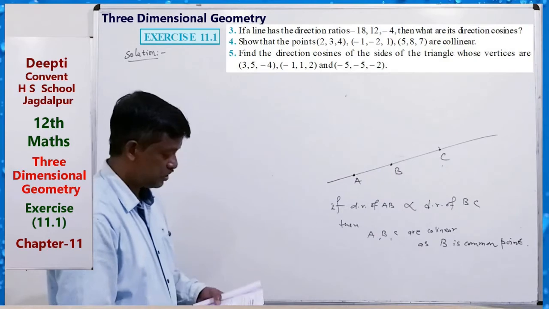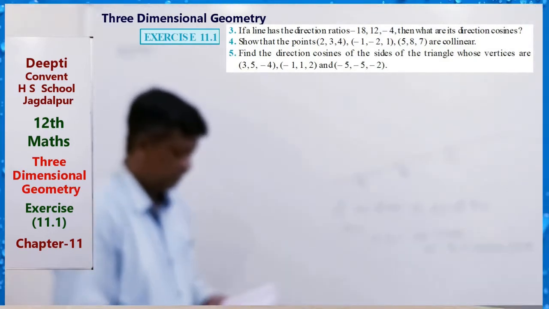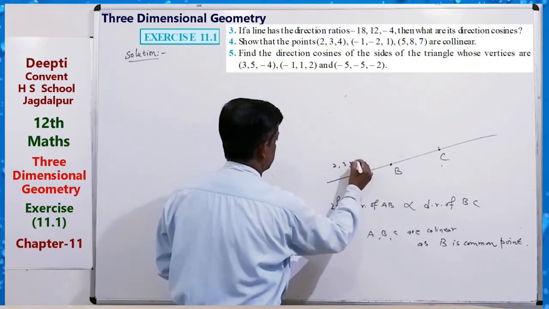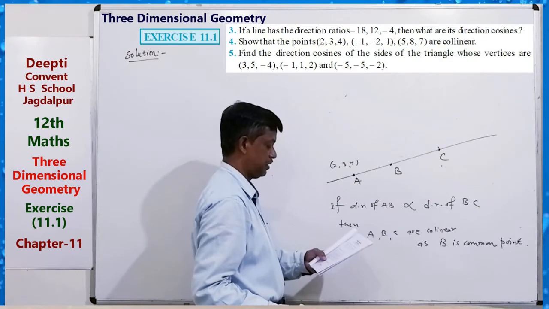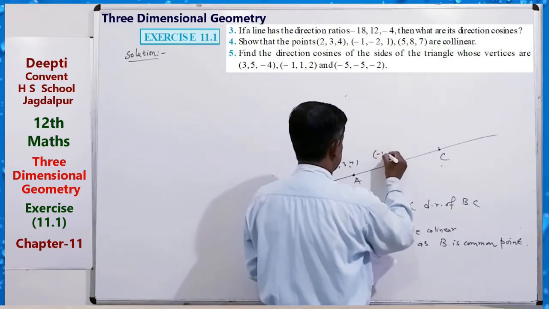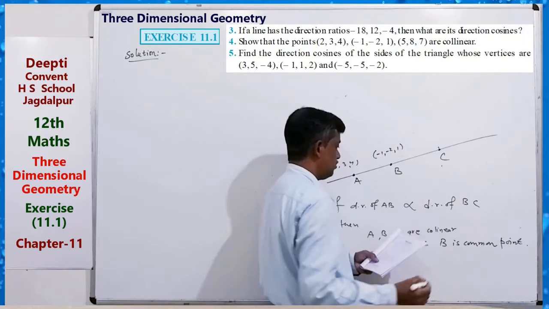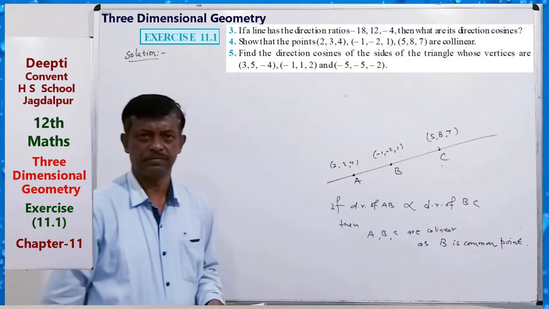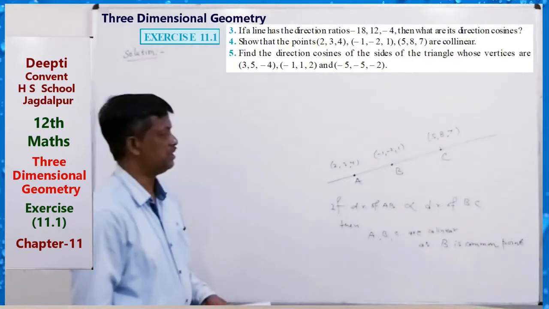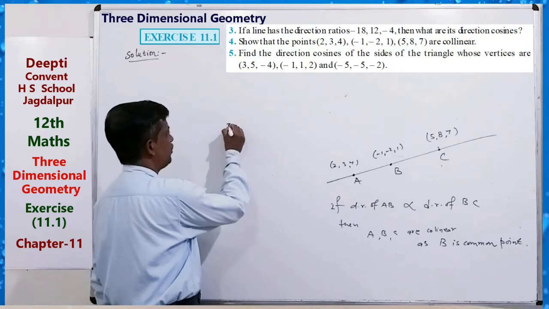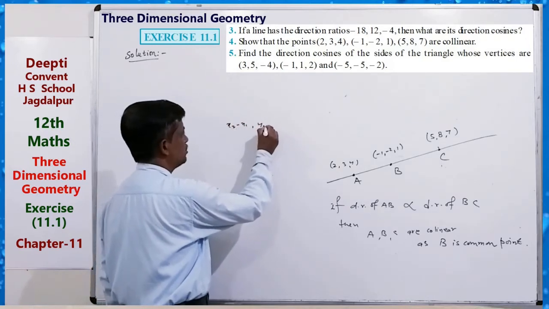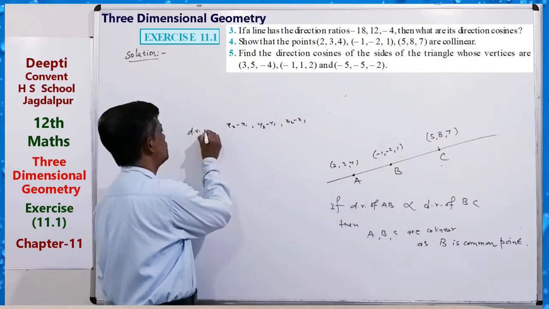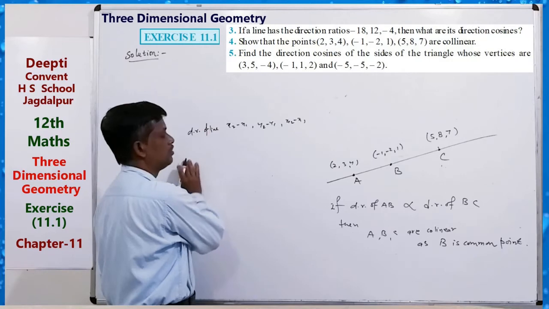So here the points given are A (2, 3, 4), B (-1, -2, 1), and C (5, 8, 7). These are three points. Direction ratios of AB: we know how to find direction ratios, x2 minus x1, y2 minus y1, z2 minus z1. These are the direction ratios of the line.